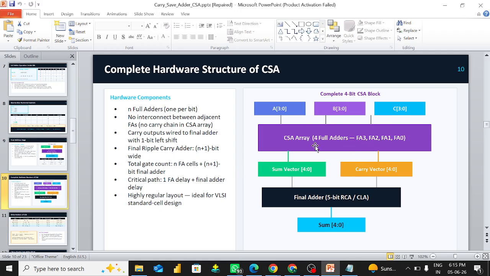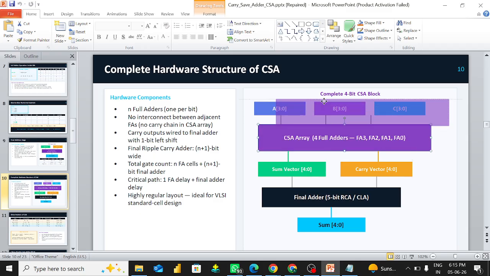So coming back to the complete CSA design, it looks like this. First, with three inputs, for every bit you are going to use separate adders, and those adders are going to generate a sum vector and carry vector, and that is not the output of the CSA block. For the output of the CSA block, you are only going to get the sum vector and carry vector. But to get the final output, you need to use a final adder. That adder will give you the answer.